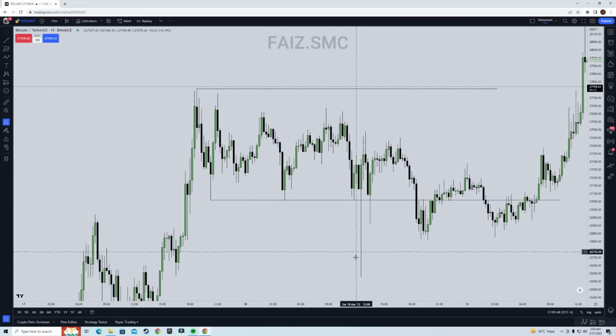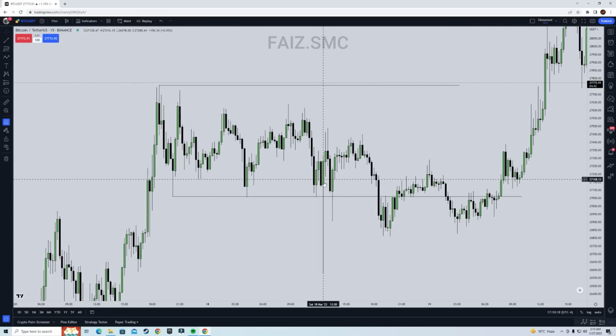Okay. Now, here's the thing. Wicks don't matter. So what can happen is price wicks below this low, and I would still consider this a valid low. Okay. If the body closes, then that would become invalid. So let's say if we didn't have like 1, 2, 3 reactions from this level, and then we had a body close, I would consider that invalid. However, I don't care about the wicks. Okay, it just has to close something like this. So you see here, price closed below this range, and then we went up.